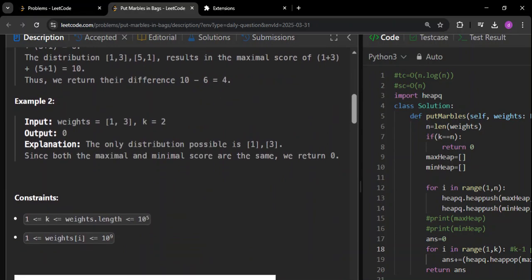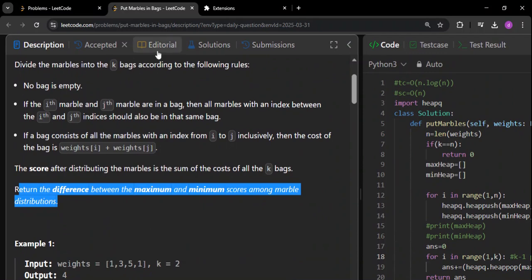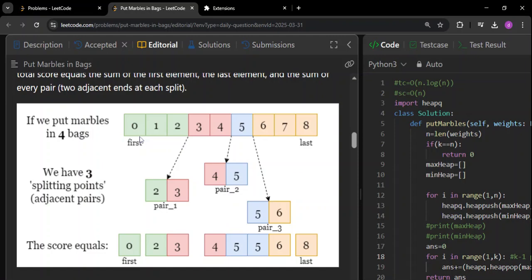Go through the examples, but there is a very important thing that I want to tell you. All the elements have to be covered and none of the bags can remain empty. So if you see this constraint, the first thing that should come to our mind is that the first marble and the last marble are always going to contribute to the answer. Let us talk about only the max score for now. If you take any subarray in such a way that you are covering all the elements, then the first and the last element of the whole big array will always be contributing.